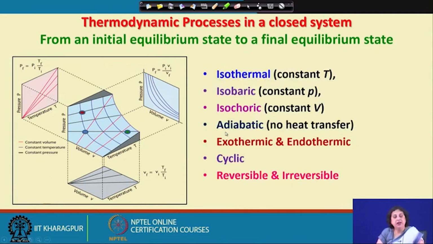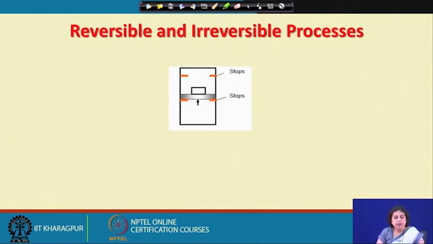And there may be a very large number of processes, and I am sure all of you know about these isothermal, isobaric, isochoric processes, which may be adiabatic processes, exothermic or endothermic processes, cyclic, reversible or irreversible processes. What I would like to mention here is that if you prepare a system in an initial state, so let us say that I have a cylinder which I have prepared in an initial state by putting a piston over here, and there is some weight holding the piston here, and there are some stops over here, and on this side of the piston we have some gas.